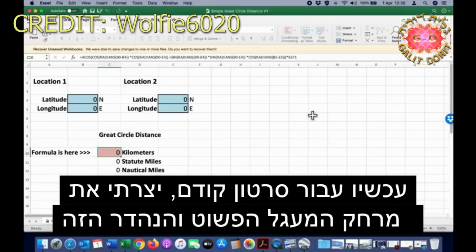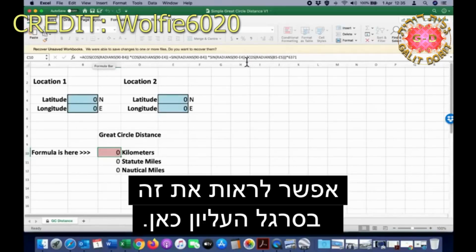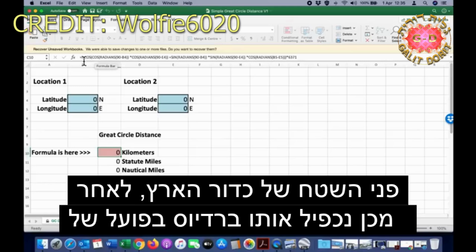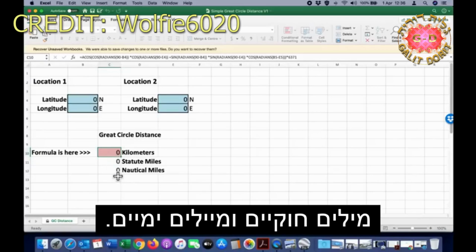Now, for a previous video, I created this simple great circle distance calculator which uses that formula. Here is the formula in cell C10. You can see it up in the top bar here. This calculates the angle in radians between 2 points on the surface of the Earth. We then multiply it by the actual radius of the Earth to get a distance in kilometers, which we can then calculate to statute miles and nautical miles.